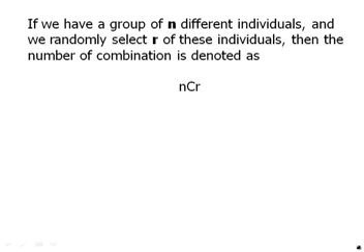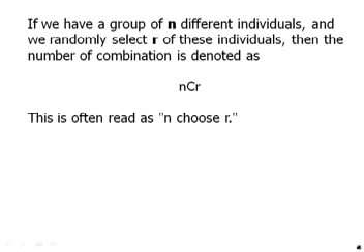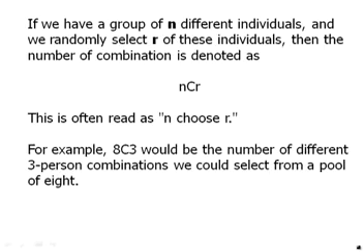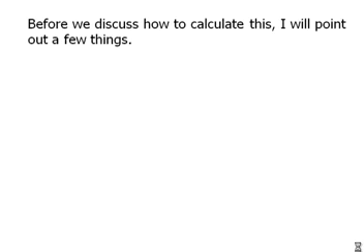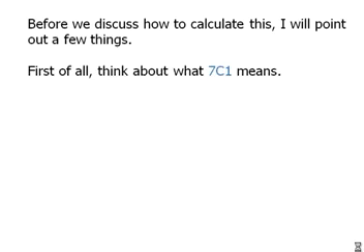If we have a group of n different individuals and we randomly select r of these individuals, then the number of combinations is denoted with this notation. We read this as n choose r. Okay, so we have a pool of n and we're choosing r. For example, 8 choose 3 would be the number of different 3-person combinations we could select from a pool of 8 people.